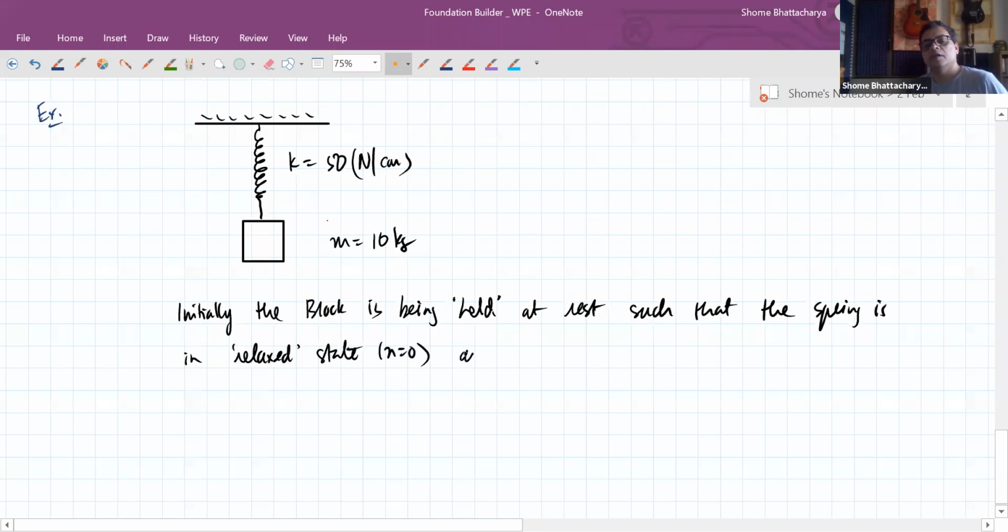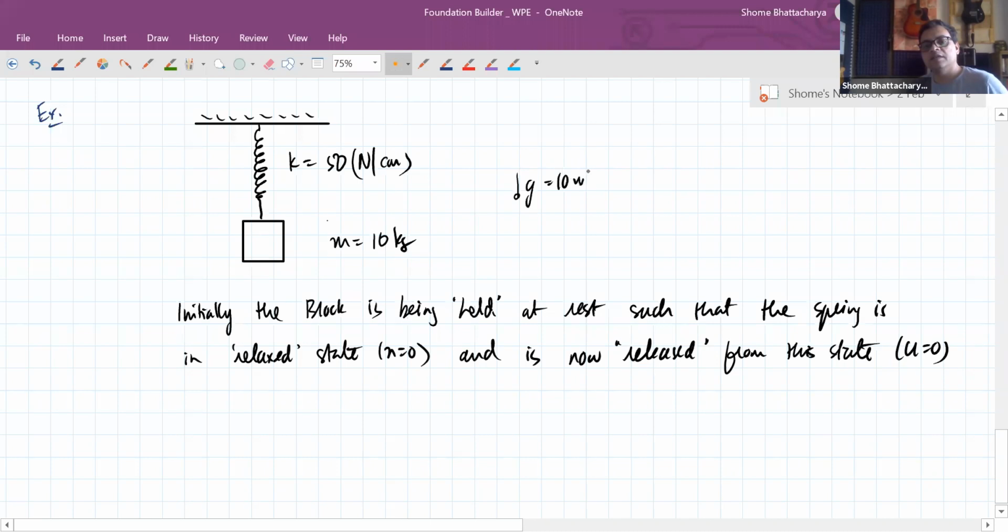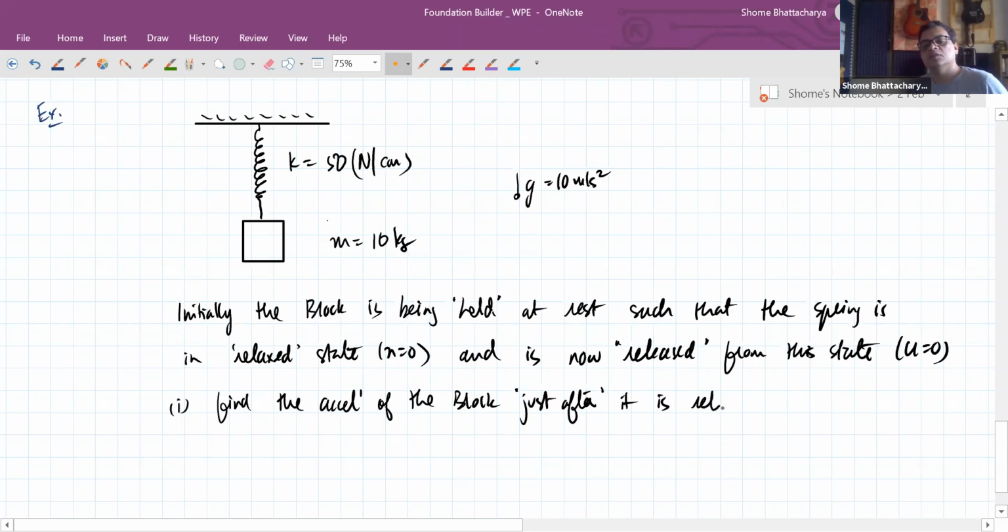Okay. And it is now released. So the block is released from this state, at an initial speed of 0. Okay. We'll take the value of g as 10 meters per second squared. So first of all, find the acceleration of the block just after it is released.